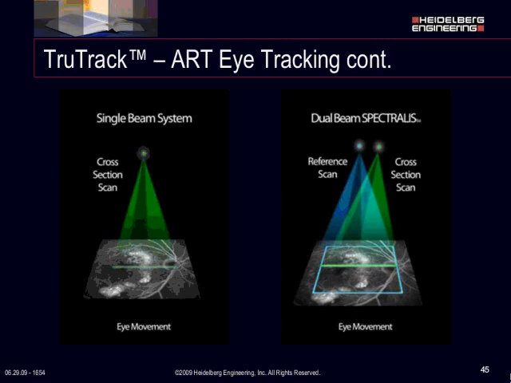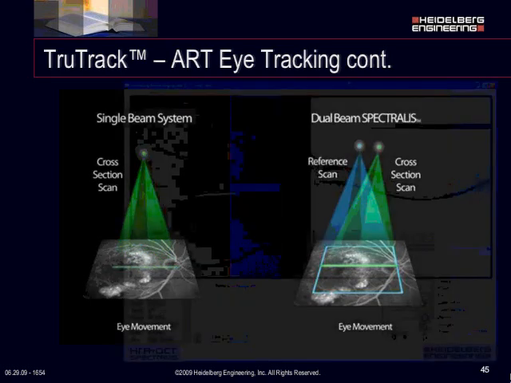So the reason we do this is, if you have a single scan, and the patient moves around, you introduce eye movement or motion artifacts. With the SPECTRALIS, we're using two beams, one as our reference scan to lock onto the eye, and the other one is the cross-sectional scan. The reference scan talks to the cross-sectional scan, and as the patient's moving, they talk to each other, and the scan line moves along with the patient's fixation so that we can scan the exact same area every single time the patient comes in. Okay?